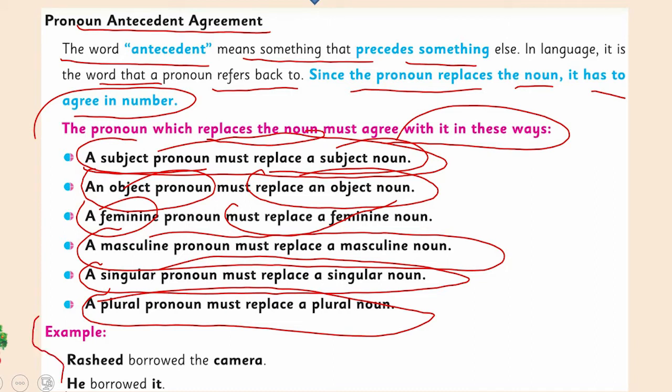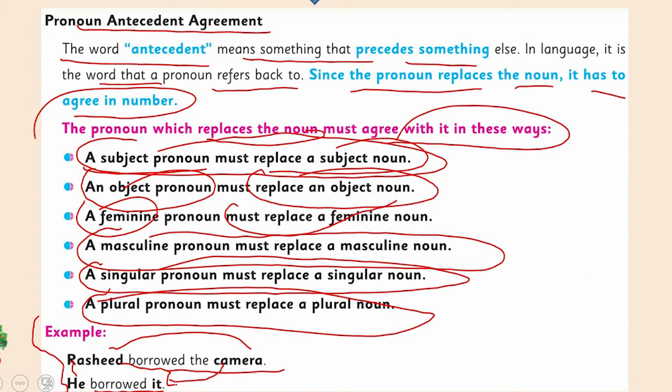We have two examples here. Rashid borrowed the camera. He borrowed it. Both the sentences have the same meaning here. But what can we see changed here? Yes, Rashid is replaced by he and camera is replaced by it.